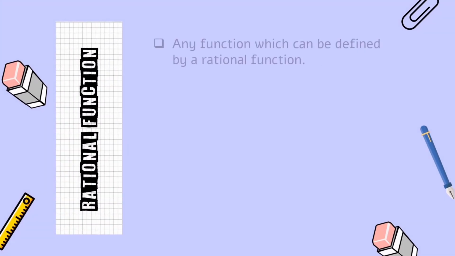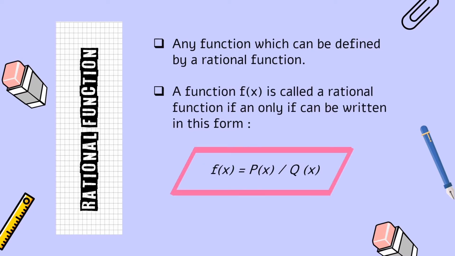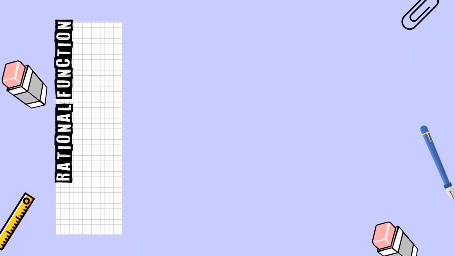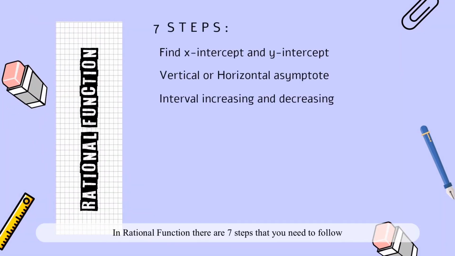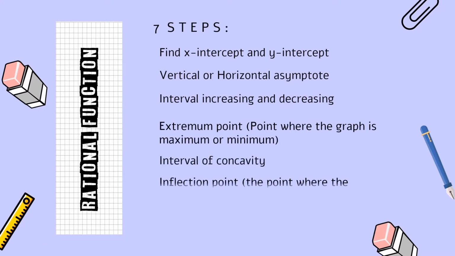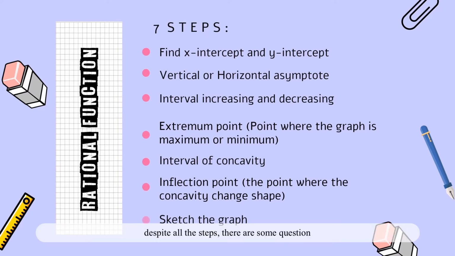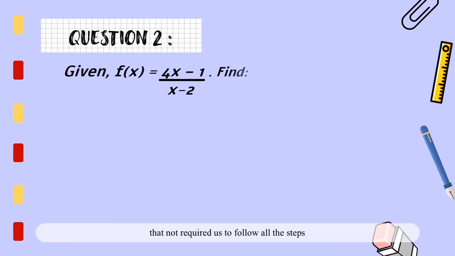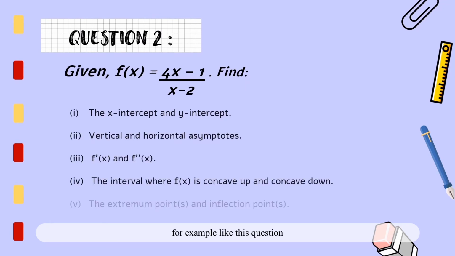What is a rational function? It is any function which can be defined by a ratio of polynomials. In a rational function, there are 7 steps that you need to follow. Despite all the steps, there are some questions that do not require us to follow all the steps. For example, like this question.